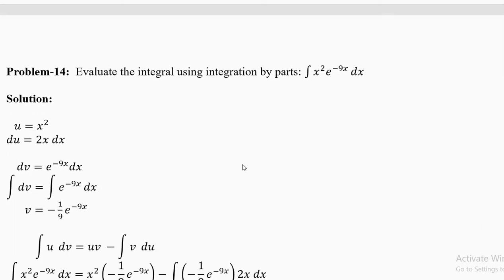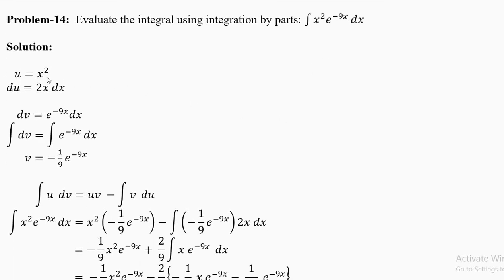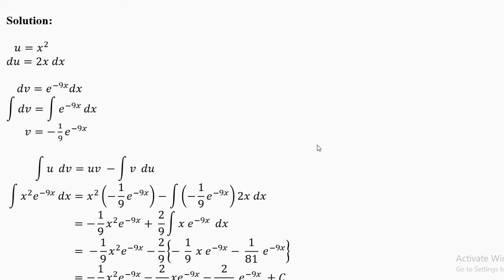Now let's do a question similar to this but with a number. Integration of x square into e power minus 9x dx. Now choose u equal to x square, du equal to 2x dx. Then dv equal to e power minus 9x dx. All the three have to be accommodated. X square, e power minus 9x and dx. Now integrate e power minus 9x, you will get minus 1 over 9 e power minus 9x.